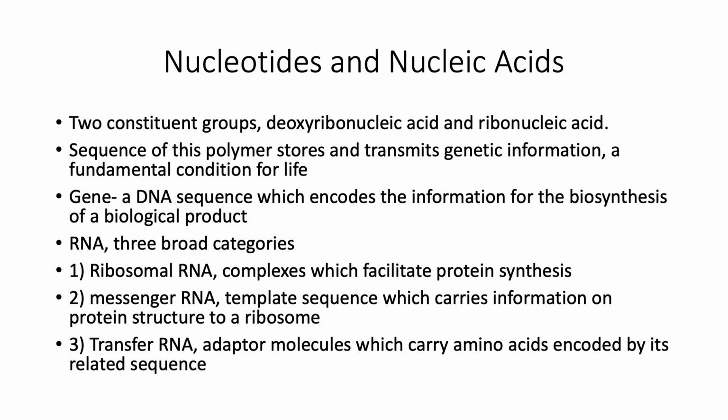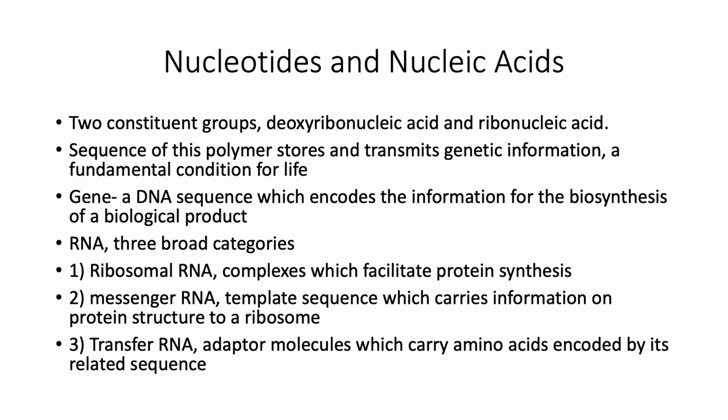Hello. Today we're going to have lecture number 15 in the series on Principles of Biochemistry by Albert Lehninger, 7th edition. Today we will do an introduction and review of nomenclature and some basic structural chemistry of nucleotides and nucleic acids. Nucleotides consist of two broad constituent groups, deoxyribonucleic acid and ribonucleic acid.